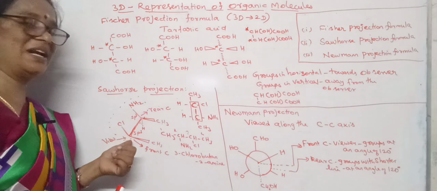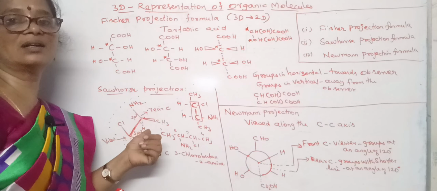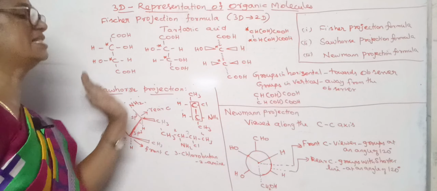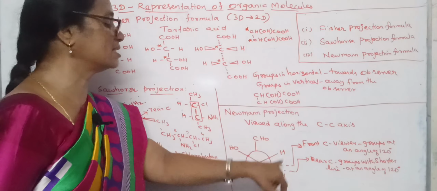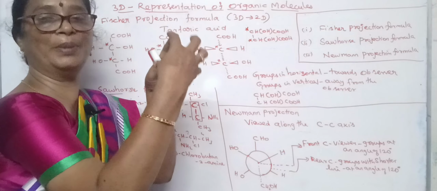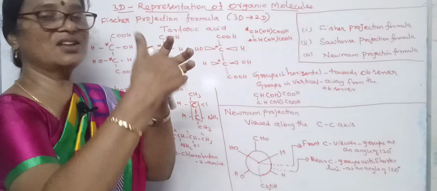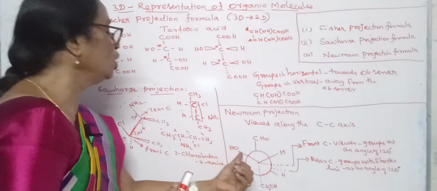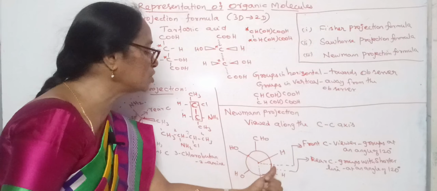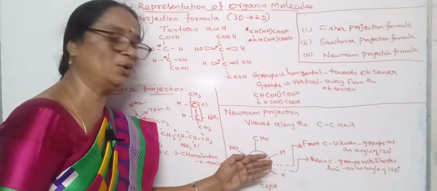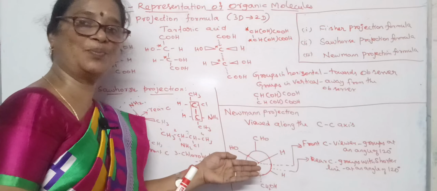That means the front carbon you can view, but the rear carbon you cannot view. So such a way of representation is just modified into a circle. See, when you keep two rings one behind the other, you can find the front ring, but you can't find the back ring. That is what you have to observe. These are composed of two circles. One circle is in front of you, the other circle is just behind it.